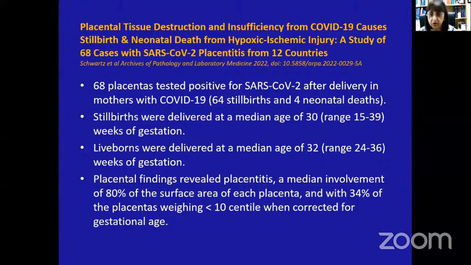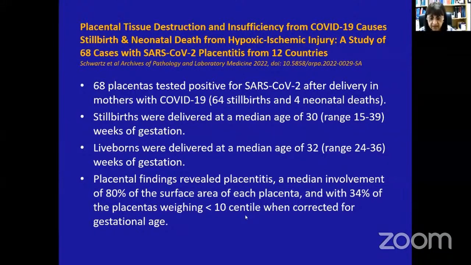Stillbirths were delivered at a mean age of 30 weeks. The range was 15 to 39. Live births were at a median age of 32 weeks. Range was 24 to 36. And the placental findings again were placentitis. And in this study, they actually quantified how much of the placental surface was involved. And a median involvement was 80% of the surface of each placenta. And a third of the placentas weighed less than 10th percentile when corrected for gestational age.